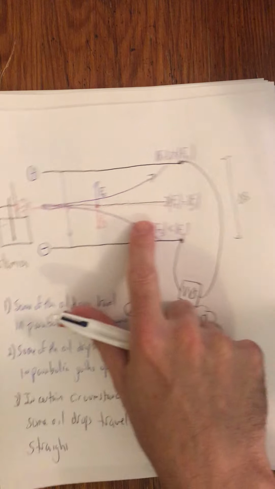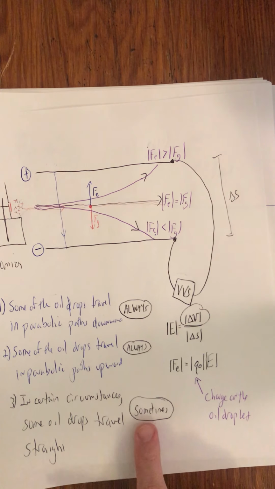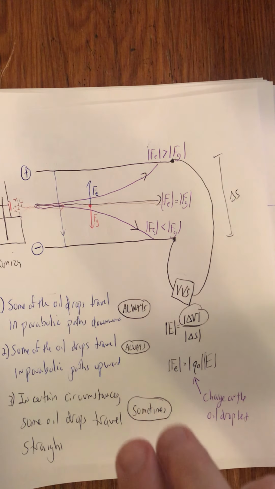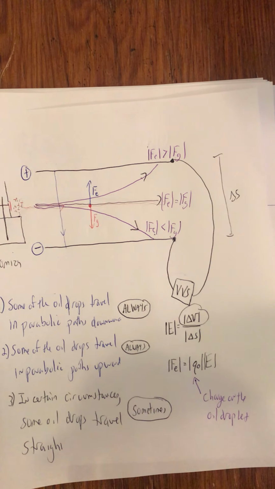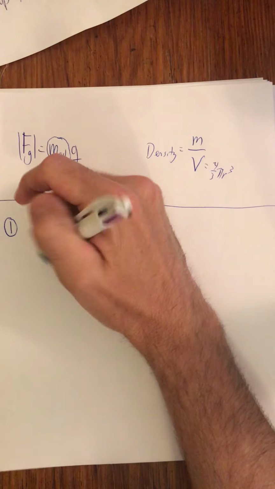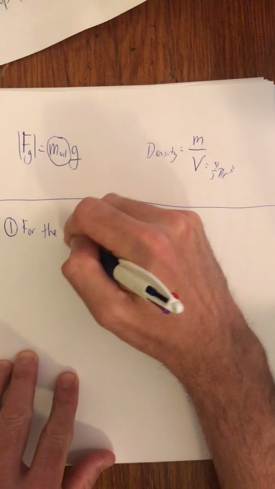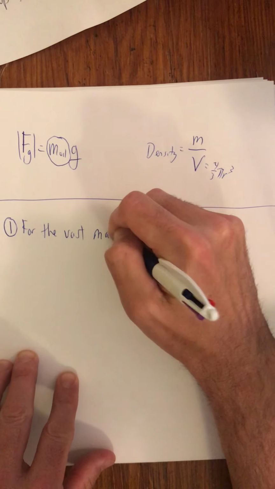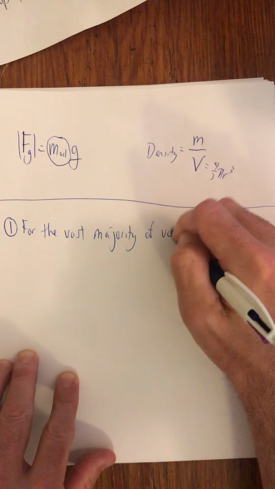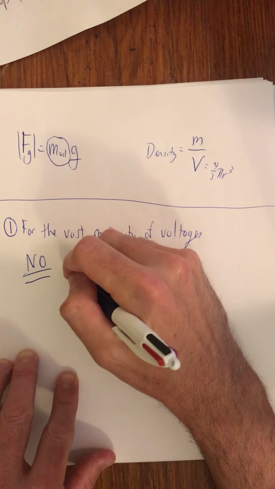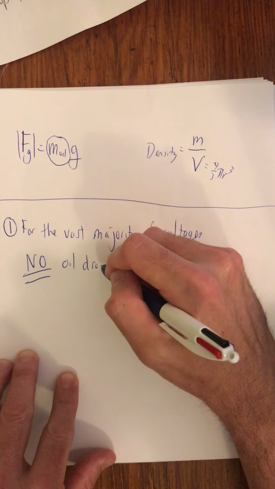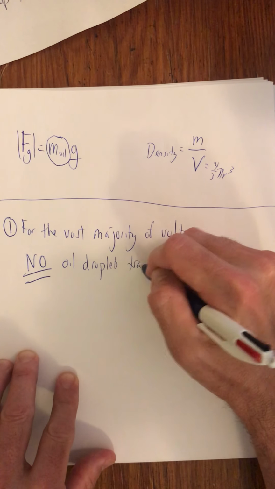obviously the ones that we want are the ones that go straight across, yes? But that doesn't always happen. So you start the voltage at a very, very specific voltage, whatever it is, and then squirt, oh, nothing goes straight across, damn it. And then you just change the voltage slightly, squirt, oh, nothing happens. In fact, for the vast majority of voltages, no oil droplets travel straight.